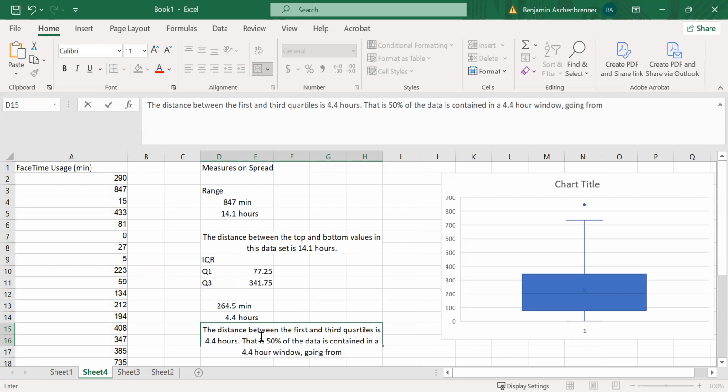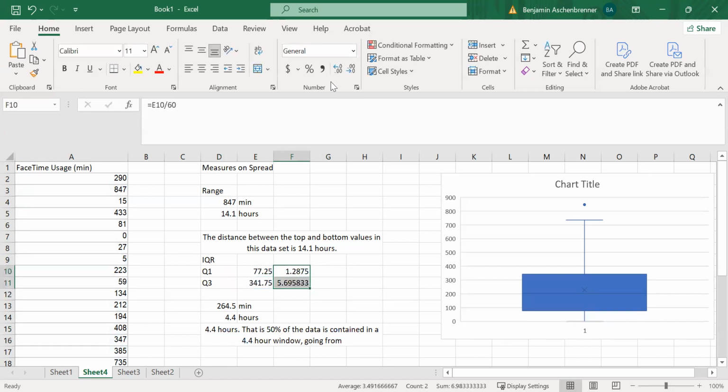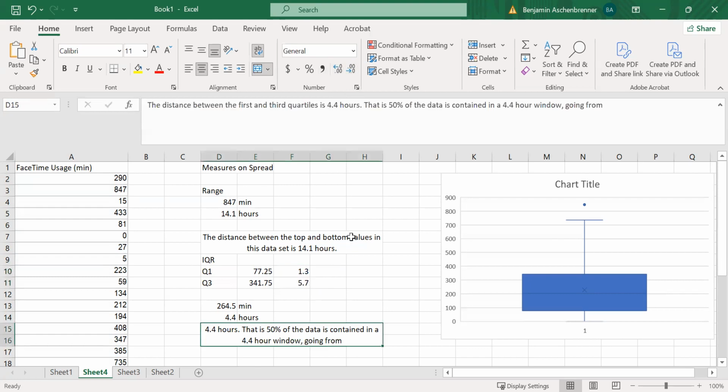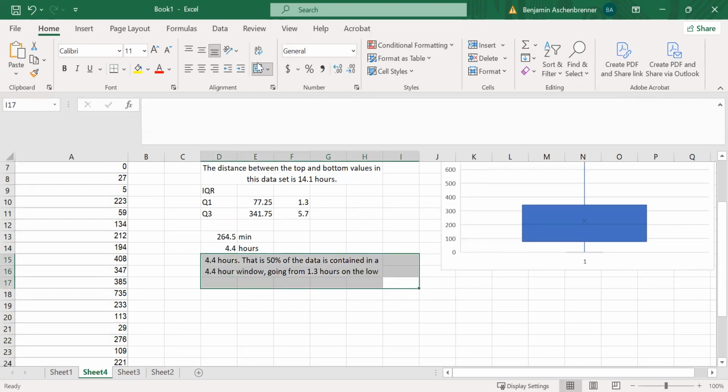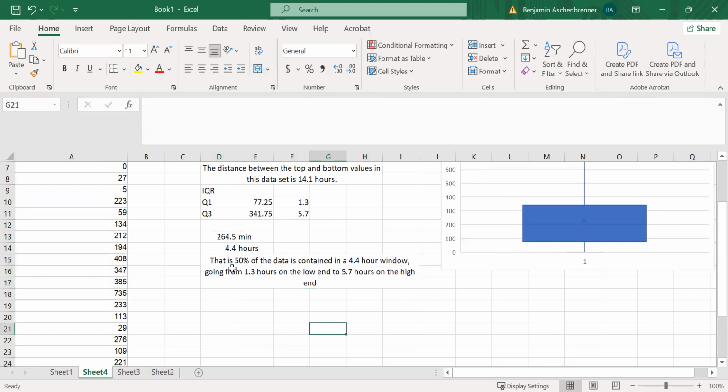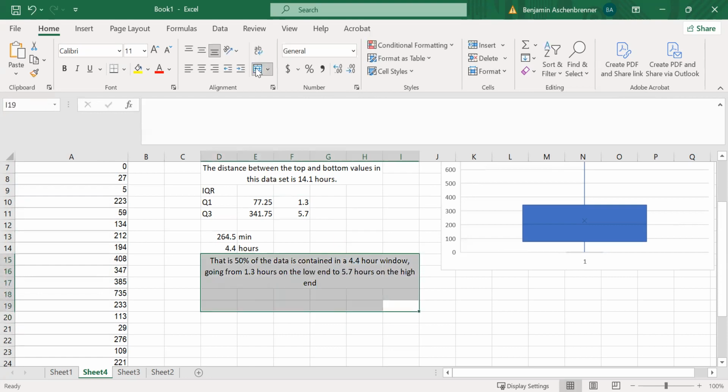going from, and I guess I need to convert these into hours if I'm going to keep this up. Decimals, 1.3 hours on the low end to 5.7 hours on the high end. Okay, let me get myself a few more boxes here. Oops, I lost some of my sentence. I need even more. Okay.